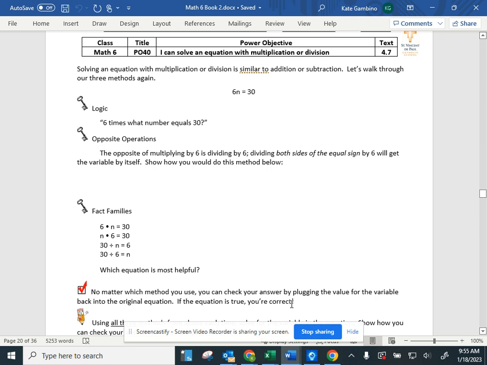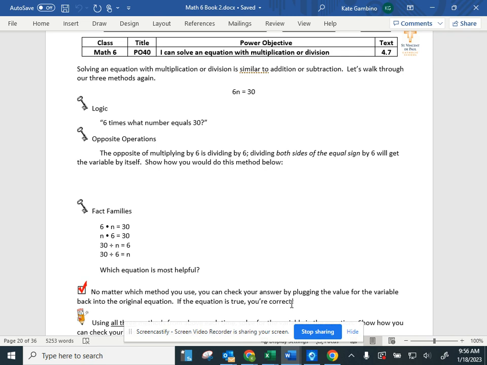Okay, good morning. Today we are continuing with solving those equations. Yesterday in PO39 we did adding and subtracting. Today in PO40 we are doing multiplication and division. So solving an equation with multiplication or division is similar to addition or subtraction.